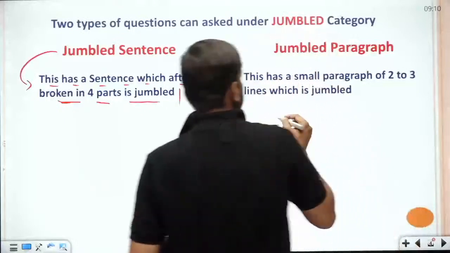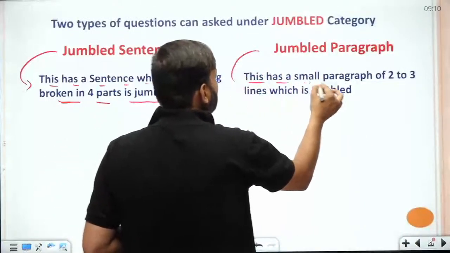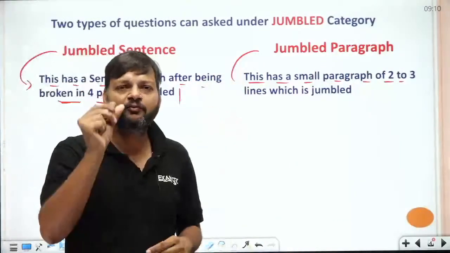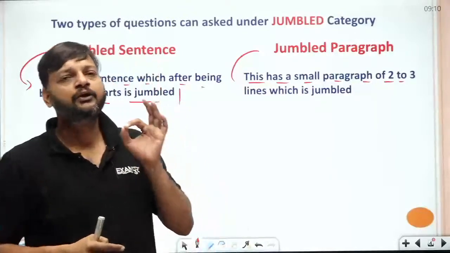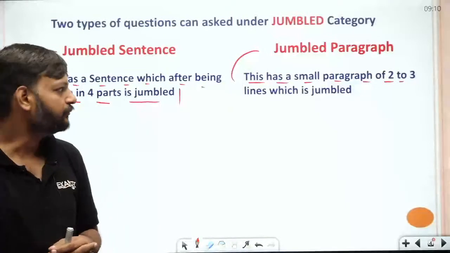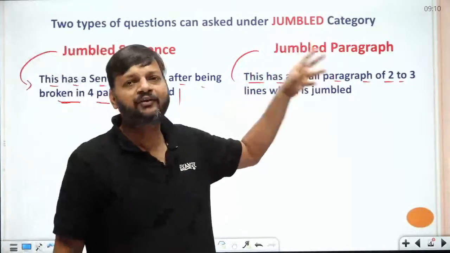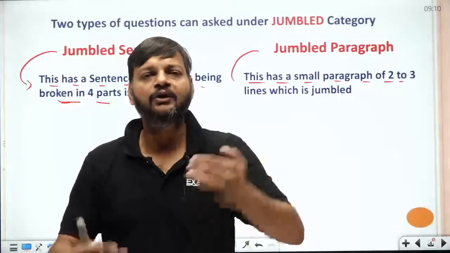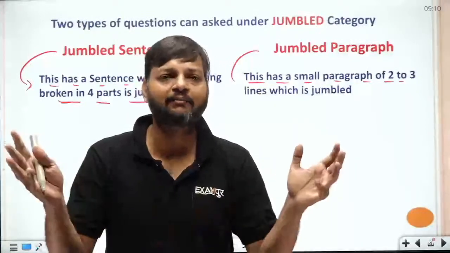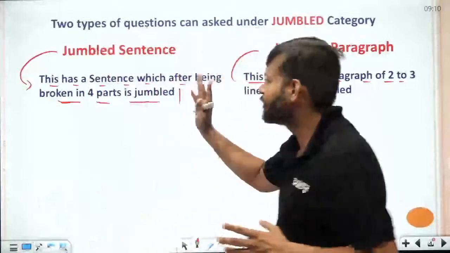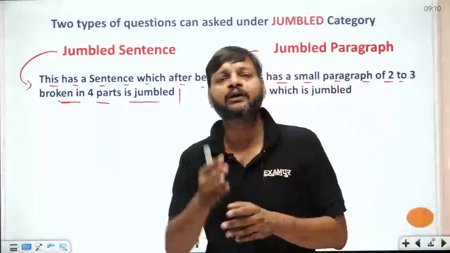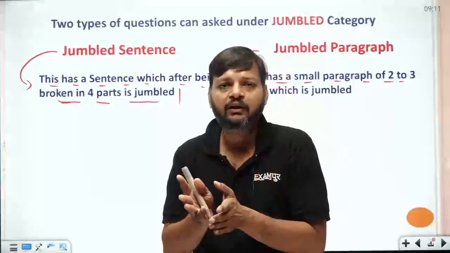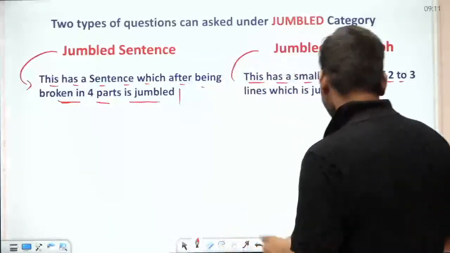And what is jumbled paragraph? This has a small paragraph of 2 to 3 lines which is jumbled. A jumbled paragraph is a small paragraph consisting of 2 to 3 sentences where all the sentences have been jumbled and you have to arrange them in a meaningful order. And in jumbled sentence, there is a sentence which has been broken into 3 to 4 parts and then all the parts have been jumbled and you have to arrange them in a meaningful way. So this is the basic difference.